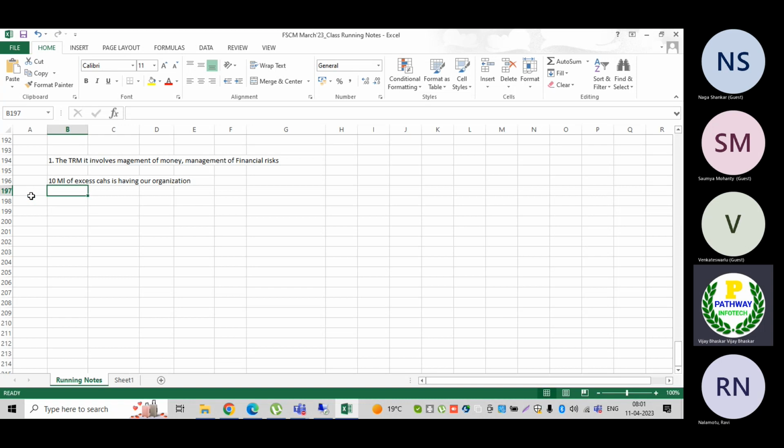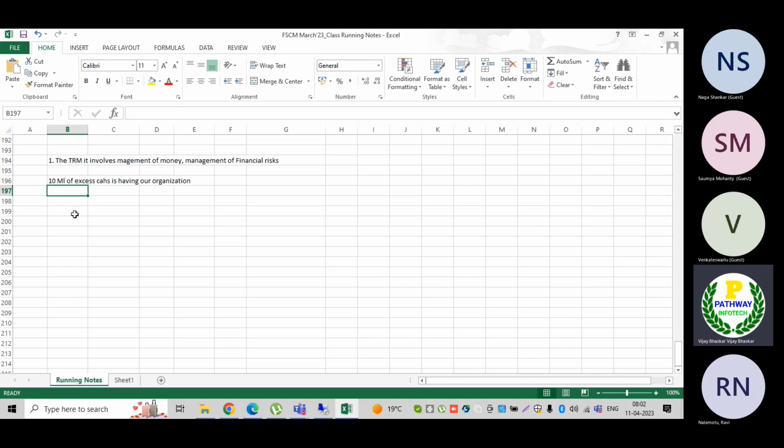Okay, then the advantages, if we talk about treasury and risk management. The first thing is that the treasury will give clear visibility of the cash inflows and cash outflows. The second thing is the current situation of the market. Every business organization requires cash inflows and cash outflows.